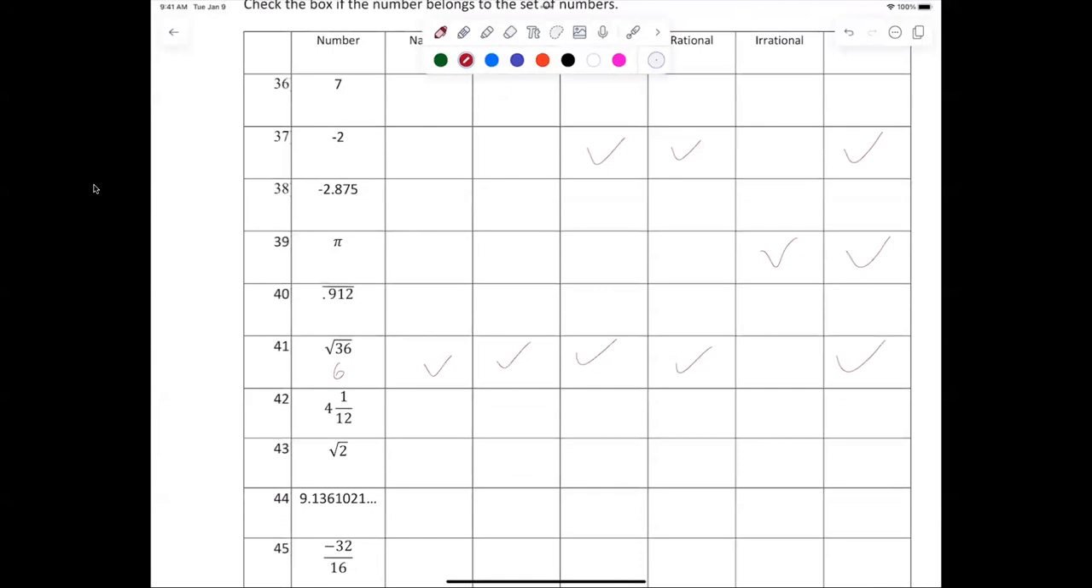Sunshine, 43. What's square root of 2? Classify it numerically. What number set does it belong to? No, a square root that's not a perfect square is irrational. Do you hear me? Square root of 2 is not a perfect square, so it's irrational and real.